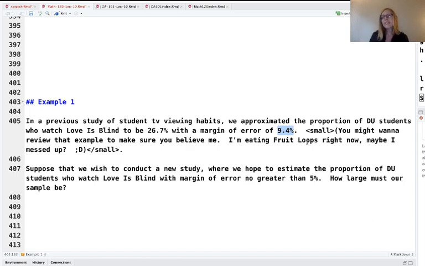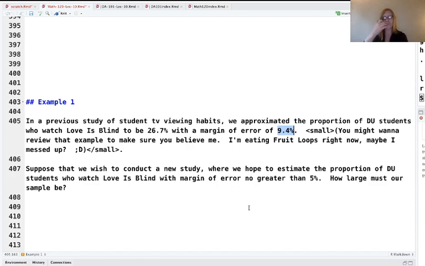Now, I didn't say it exactly like that last time. You might want to go back and take a look to make sure that that makes sense. We didn't explicitly compute the margin of error. This is a great practice problem to go back and look.